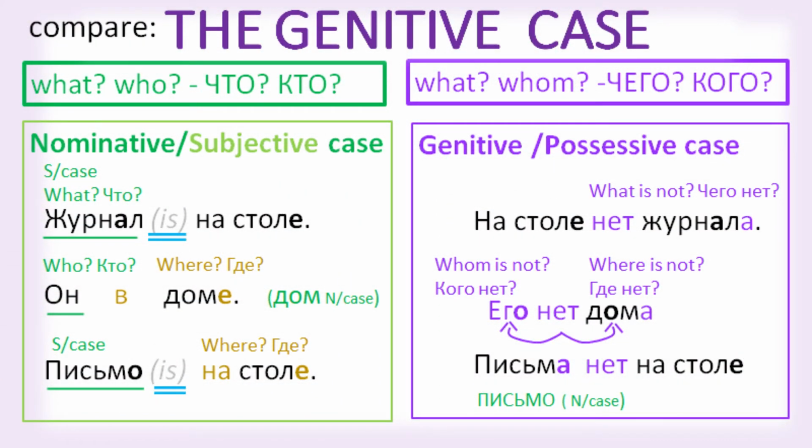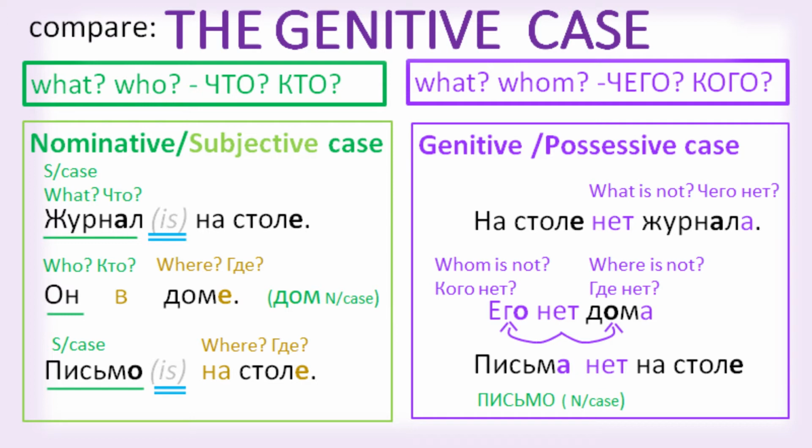The question method can be used for determining cases, in which a question is asked to the required word. The magazine is on the table. Журнал на столе. What is on the table? Журнал. Журнал is the subject of the sentence. There is no magazine on the table. На столе нет журнала. Here журнала is in the genitive case because it is negative. Чего нет? What is not? Нет журнала.